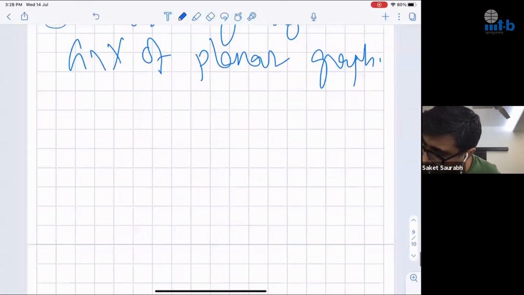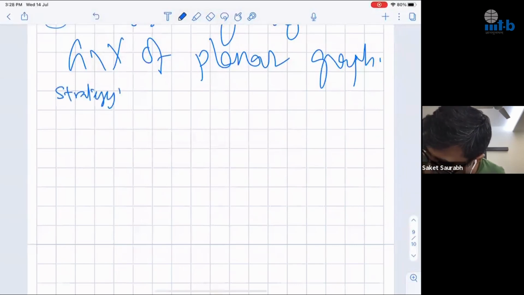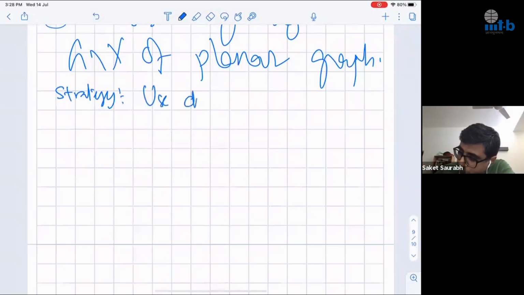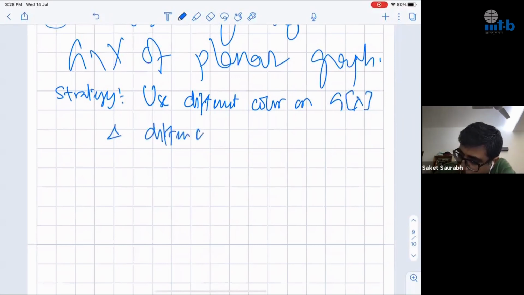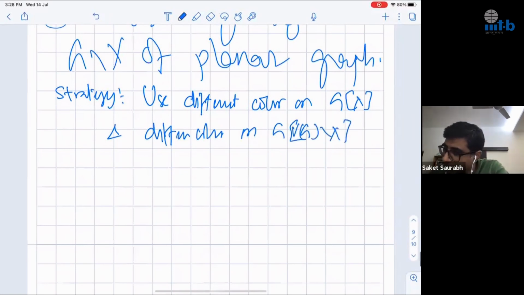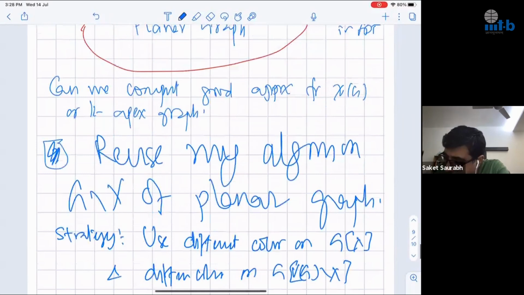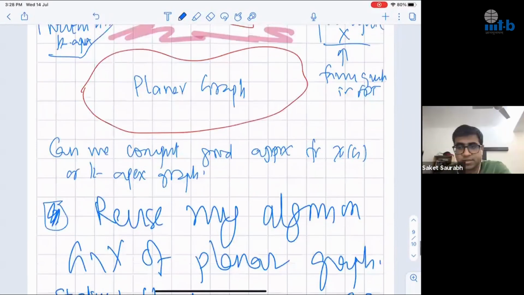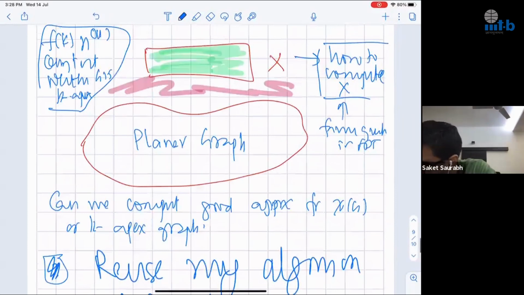is the following strategy. Use different colors on the graph induced on X and different colors on the graph induced on the vertex set of G minus X. So what I'm saying is, use a different set of colors here and don't use these colors here. So now notice, what happens then?